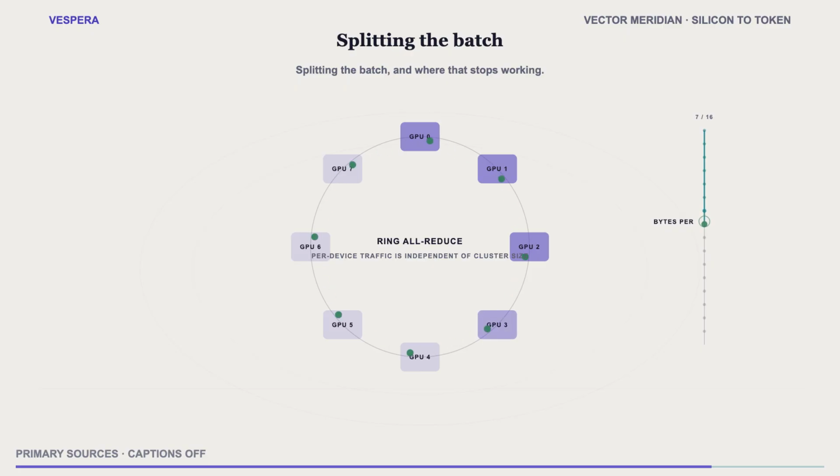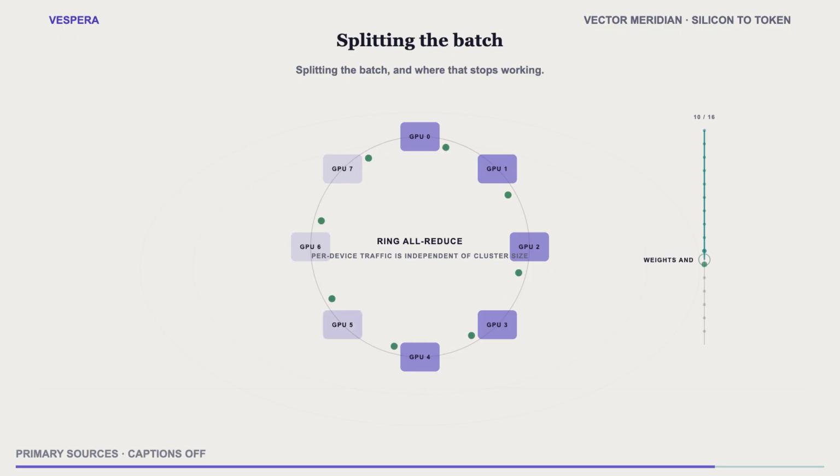The fix is elegant, and it is what ZeRO does. Notice that the replication is waste. Every device is storing an identical copy of the optimizer states, and each one only needs the slice it is updating, so shard them. Each device keeps one shard of the optimizer states, one shard of the gradients, and in the most aggressive form, one shard of the parameters, gathering the others temporarily when needed. This preserves data parallelism's simple programming model while removing its capacity problem, and it converts the saving into extra communication.